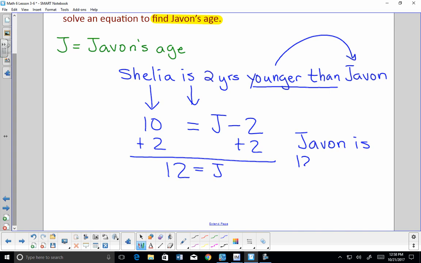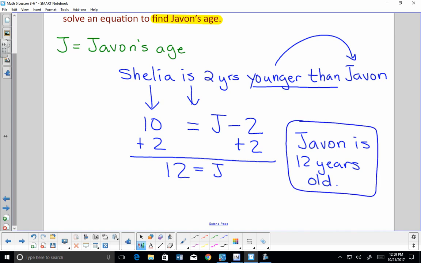And then the last thing you should do is make sure your answer makes sense. It tells us Sheila is 2 years younger than Javon. Well, if Javon is 12 and she's 10, yeah, that makes perfectly logical sense, so Javon is 12 years old. And this ends lesson 3-6, solving subtraction equations.